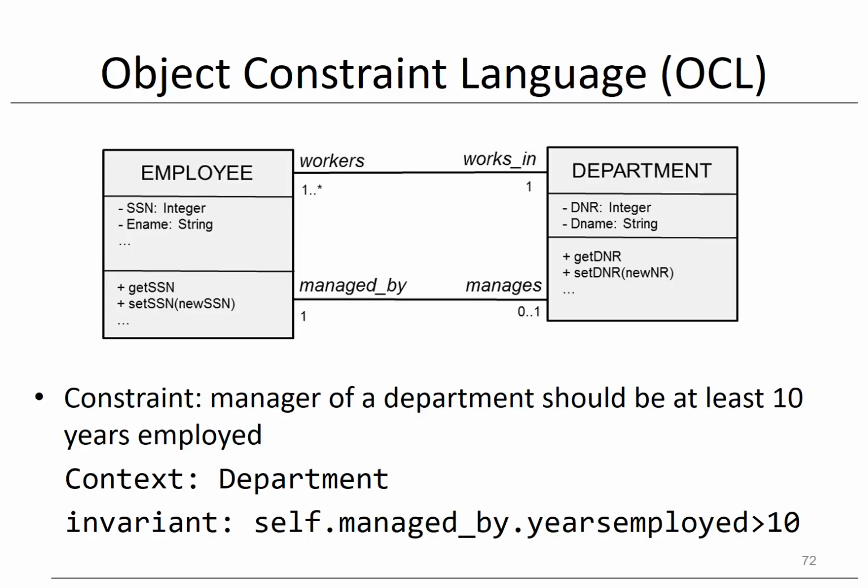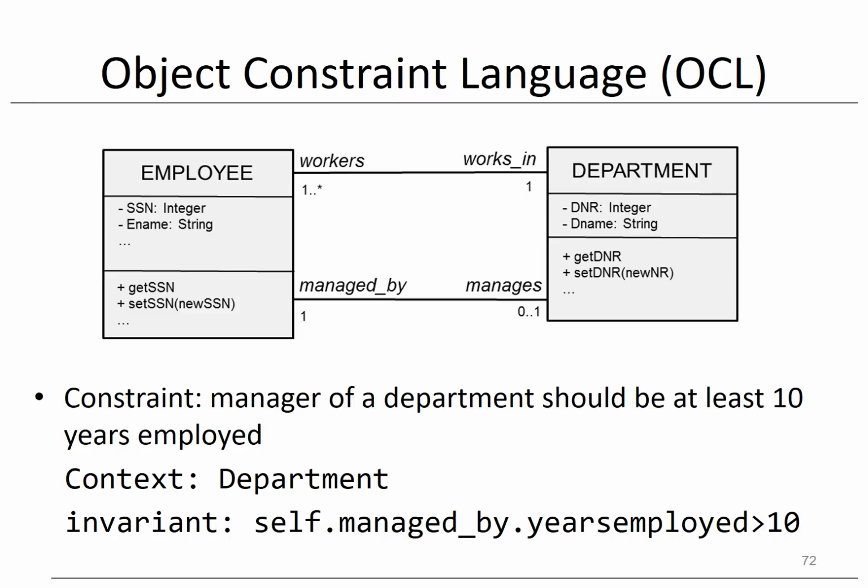OCL also supports more complex constraints. This figure illustrates the two classes, employee and department. They are connected with two associations to define which employee works in what department and which employee manages what department. Note the role names which have been added to both associations. Various constraints can now be added. The first constraint states that a manager of a department should be at least 10 years employed.